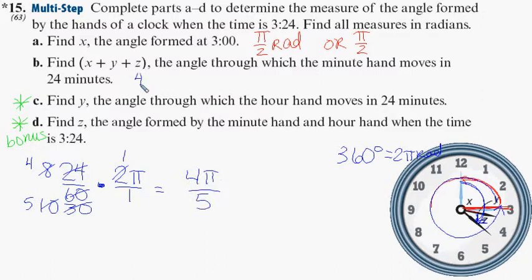So 4/5 pi radians. Okay, now the rest of it I'll let you fight with on your own if you like. It's reasonably intense.